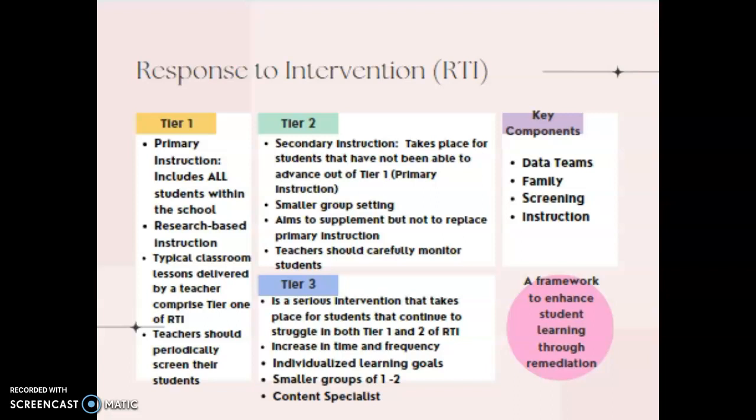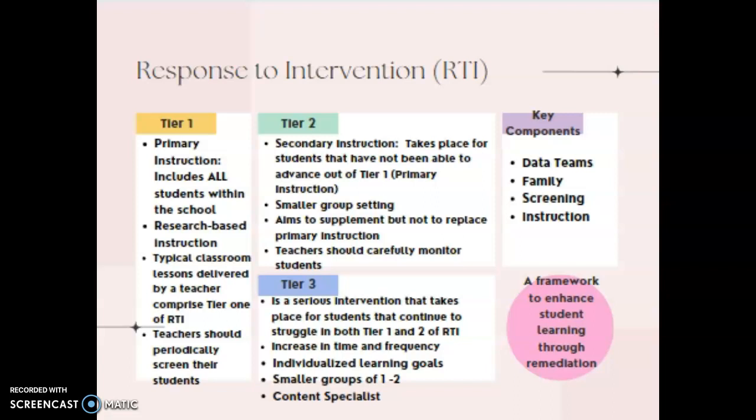In Tier 3, you also have smaller groups, but they're small groups of 1 to 2. Content specialists are often assigned to students in Tier 3. For example, a student may see a reading specialist 1 to 2 times a week.